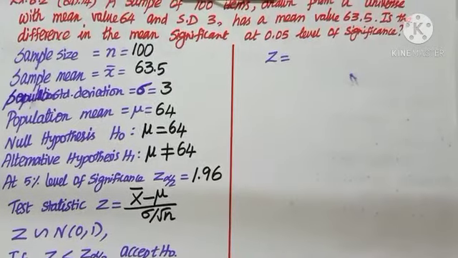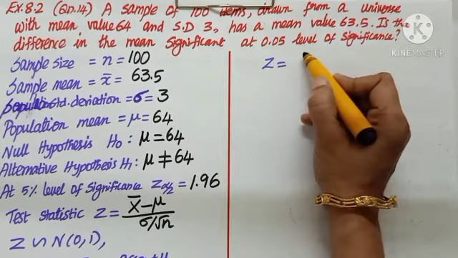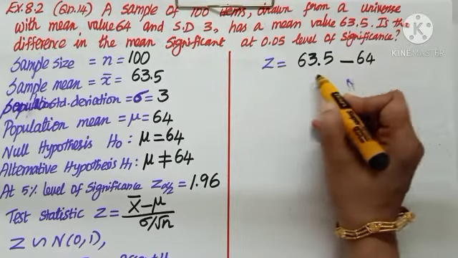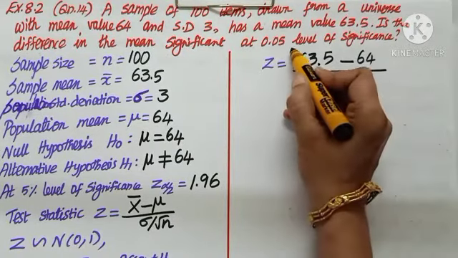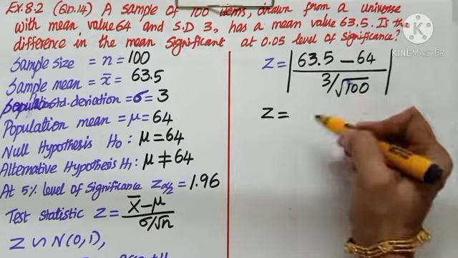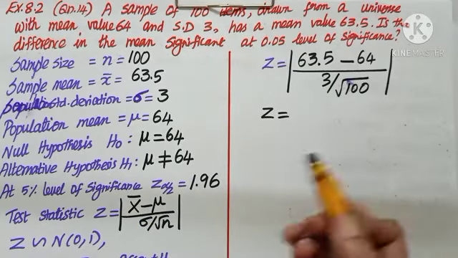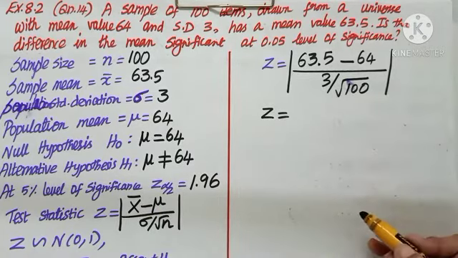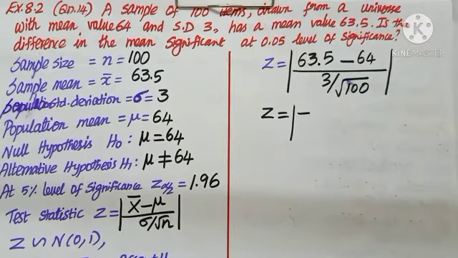Z is equal to the formula x bar minus mu by sigma by root n. X bar 63.5 minus mu 64 by sigma value 3 by root of n value 100. Find out the modulus of it. When I am in a two-tailed test, we calculate the modulus. If I am in right-tailed, I see a plus number. Left-tailed, I take it as a minus number. But in a two-tailed test, find out the modulus. Simplify the answer.